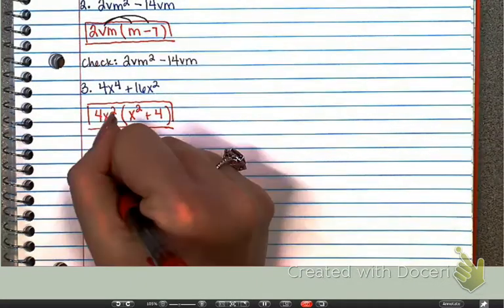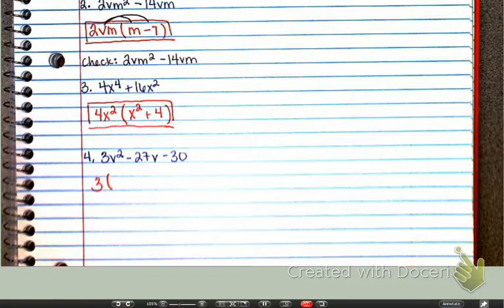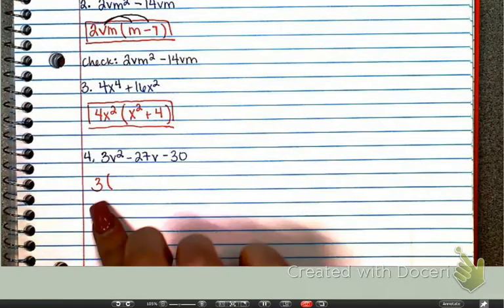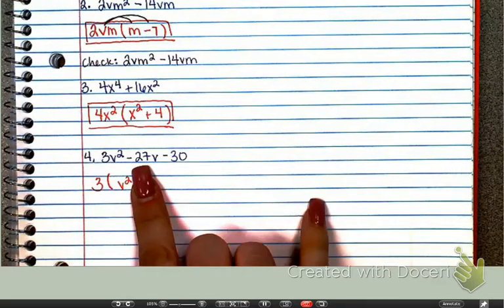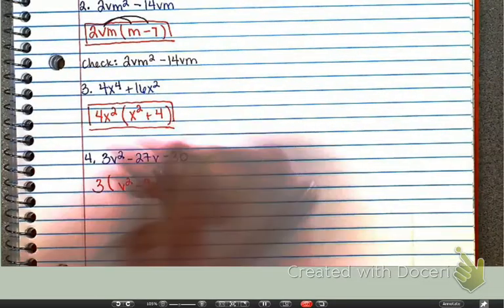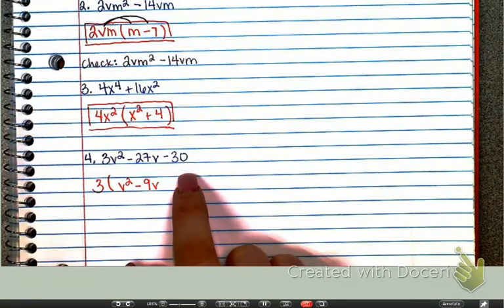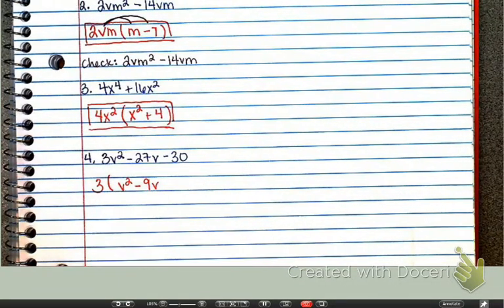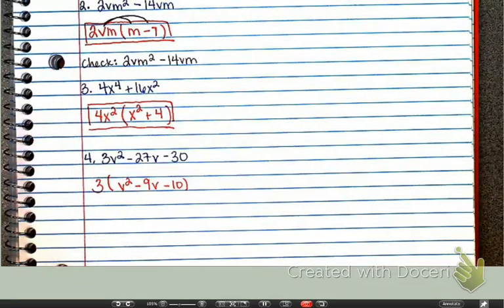Okay, so I'm going to start my parentheses. If I pulled out the 3, what's left? V squared. If I pull out a 3 here, negative 27 divided by 3 is negative 9. And I still have a v. You leave the v's. You can't pull it out because this 30 doesn't have a v. And then what's negative 30 divided by 3? Negative 10. And if you distribute that back in, you'll see that you get the exact same answer.